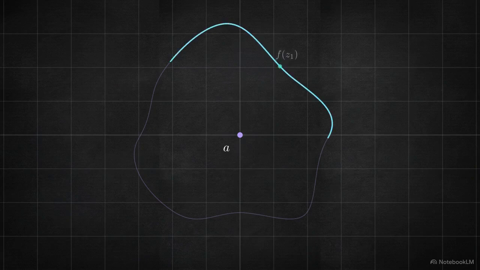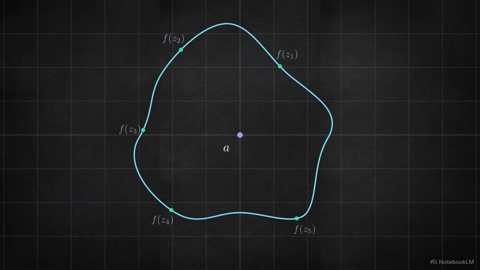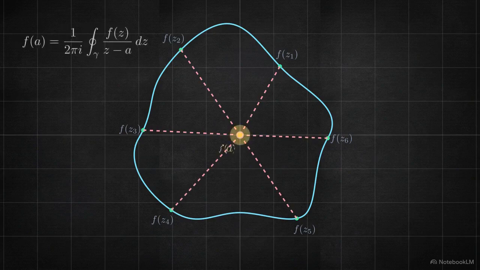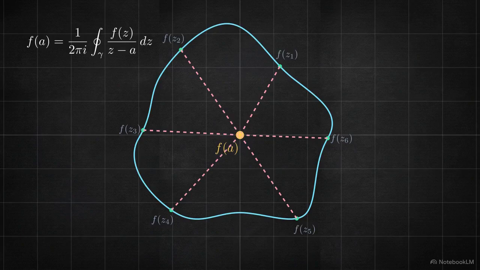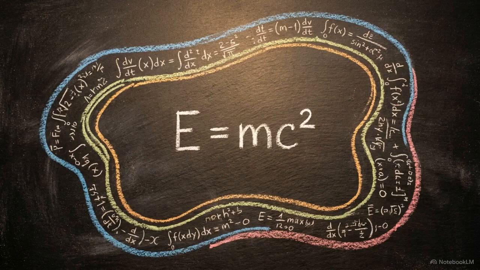Imagine trying to determine the exact value of a mathematical function deep inside a region, using only the information available on its outer edge. In the realm of complex analysis, the Cauchy Integral Formula makes this exact computation possible. If certain conditions are met, the data along that boundary path defines the function at the interior point. The perimeter contains all the information needed to solve for the inside.